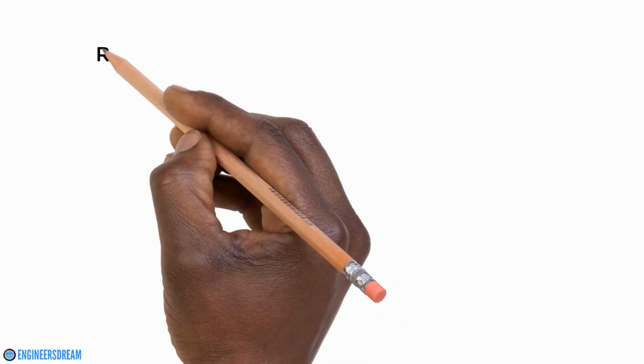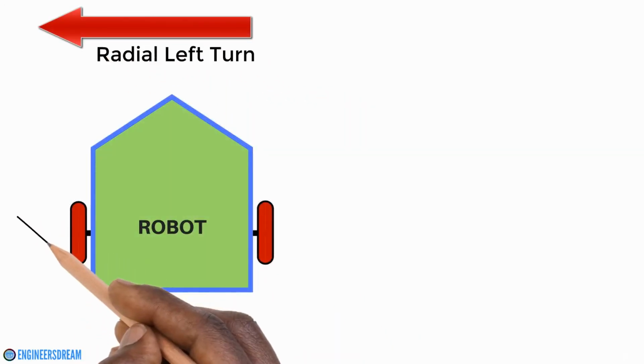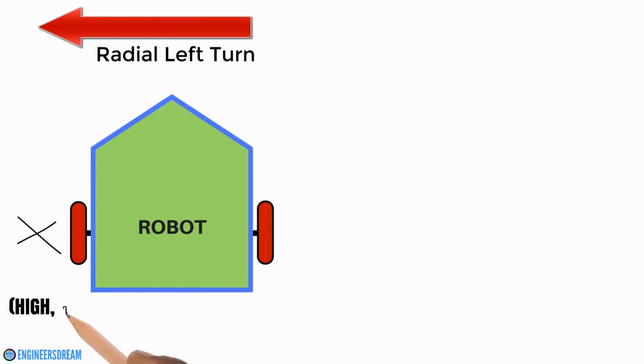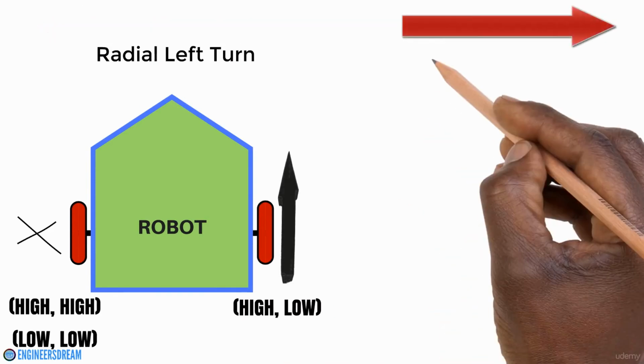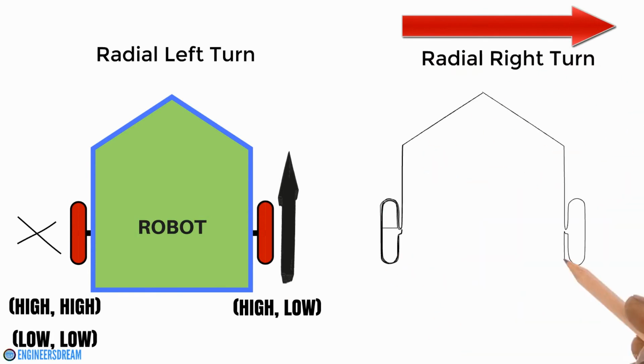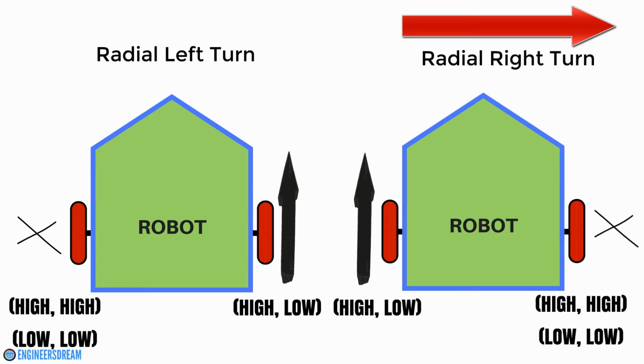If you want your robot to take a radial left turn, then the left motor will stop. That is, we write a condition of high-high or low-low on the left motor, and the right motor will move forward, that is, high-low. Similarly, for a radial right turn, the left motor will go forward, that is, high-low, and the right motor should stop, that is, high-high or low-low.